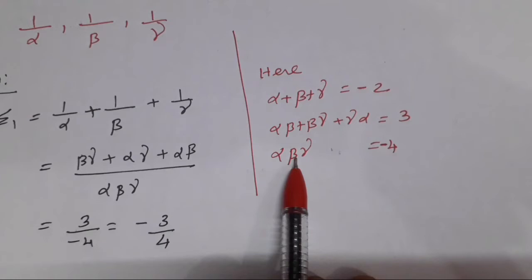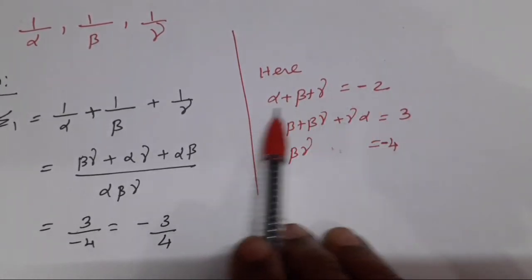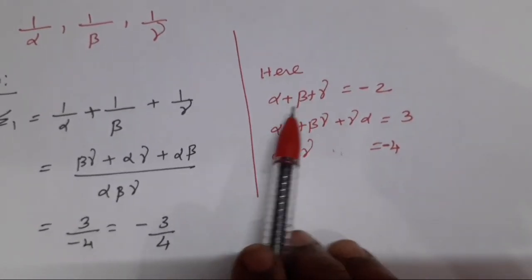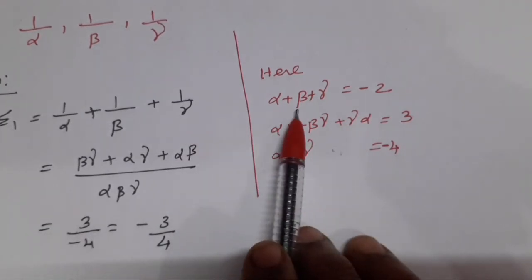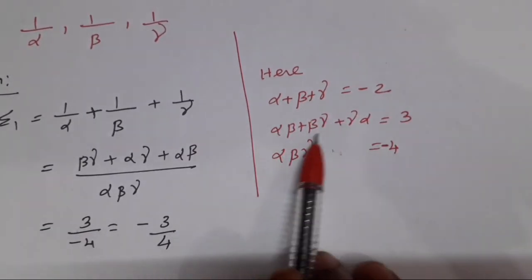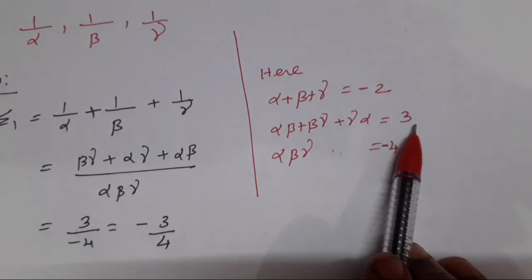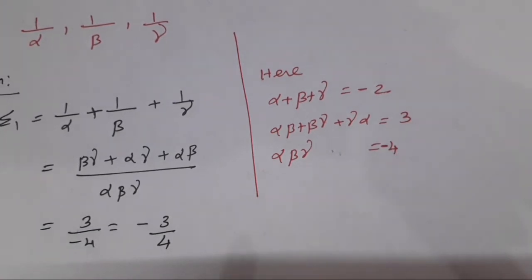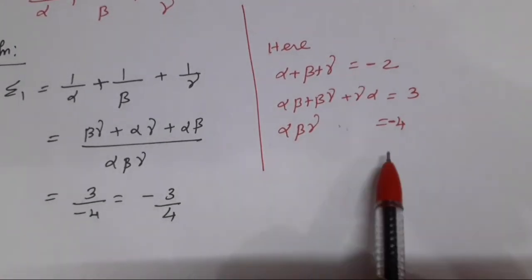So take down what we already found out and rewrite it here itself. It is easy for your calculation. So alpha plus beta plus gamma equals minus 2. Alpha beta plus beta gamma plus gamma alpha equals 3. Alpha beta gamma equals minus 4. Now take this down and write it aside.